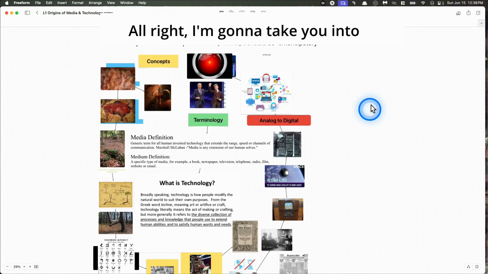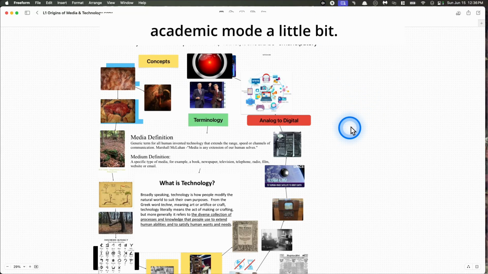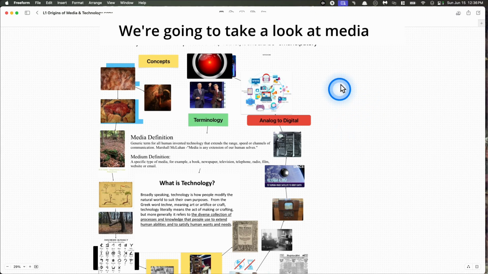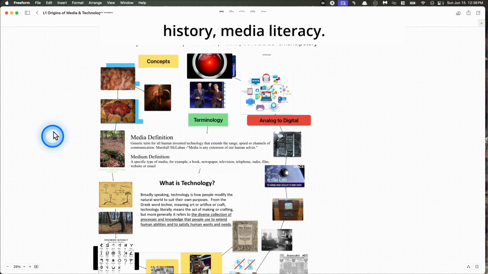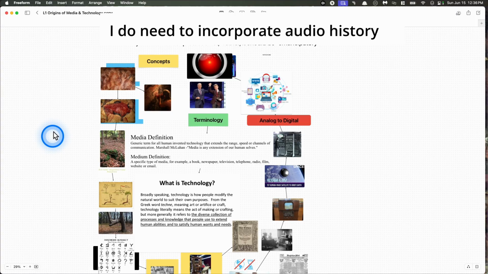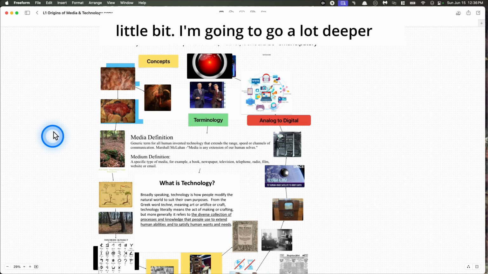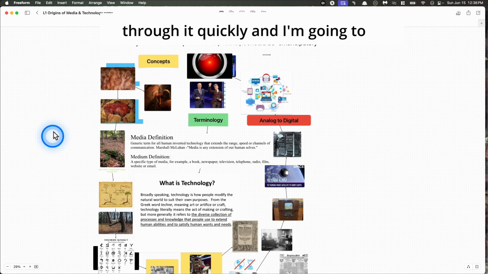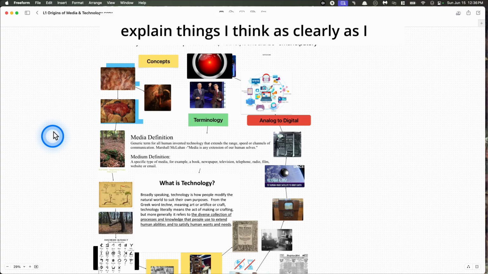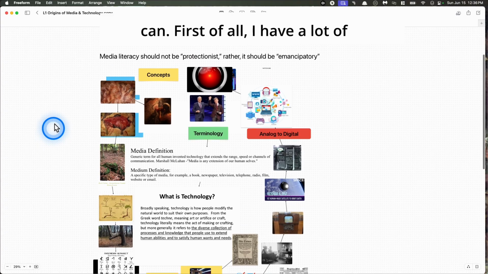All right, I'm going to take you into academic mode a little bit. We're going to take a look at media history, media literacy. I do need to incorporate audio history into this course, but I'm going to go a lot deeper than that. But I'm going to take you through it quickly and I'm going to explain things, I think, as clearly as I can.